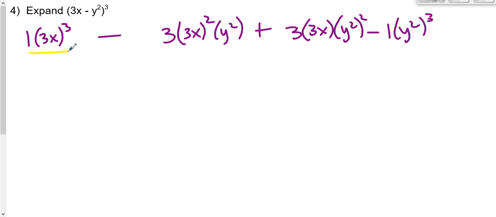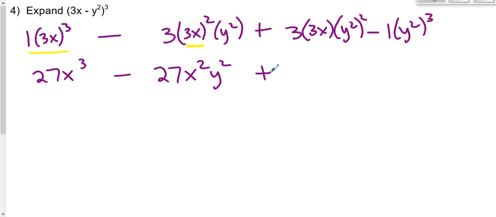So in the first term, we need to cube the 3 as well as cubing the x. So we get 27x cubed minus. Now in the second term, we need to square the 3, so we get 9, and multiply that by 3, so we get 27x squared y squared plus. And in the next term, we need to multiply the 3 and the 3, so we get 9x times y to the 4th minus, and now we need to raise y squared to the 3rd, and that would give us y to the 6th. Easy peasy mac and cheesy.